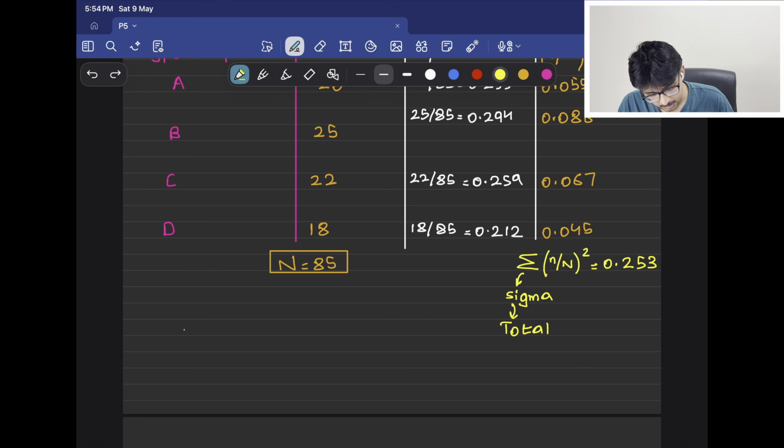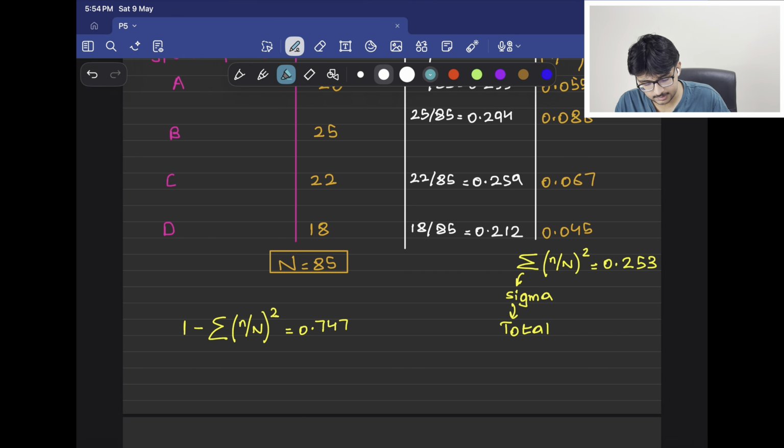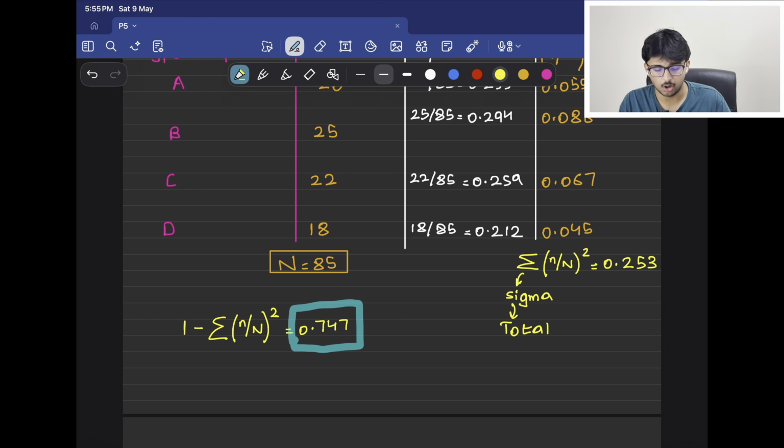Last step. Take the number 1 and subtract it from this value. So can we say the formula is going to be 1 minus sigma n over capital N whole squared? Yes, we can say that. And eventually, the answer is just 1 minus 0.253, which comes out to be 0.747. This right here is the value that we are looking for.